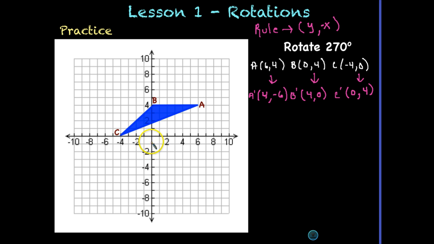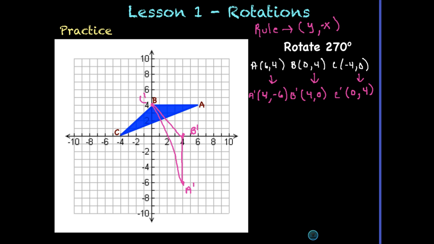Okay, we are now ready to plot our points for a 270-degree rotation. So our A prime is here, our B prime is going to be here, and then our C prime is 0, 4, which actually aligns here with our old B. Now, if we connect our points, we have our triangle that has been rotated 270 degrees.